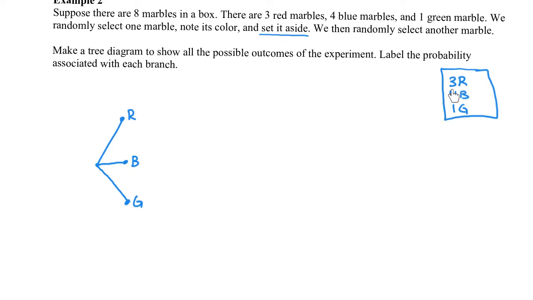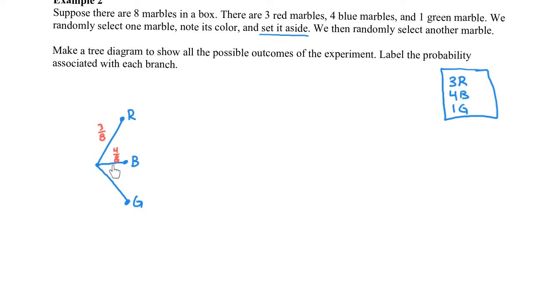And you're probably thinking 3 out of 8, right? Because there's 3 red marbles and 8 altogether. So for this branch, I have a 3 out of 8 probability of going on this branch. Now the blue branch, there's 4 blue out of 8. So I'm going to have a 4 out of 8. I'm going to purposely not reduce it because it'll be easier to see something else if I don't reduce it.